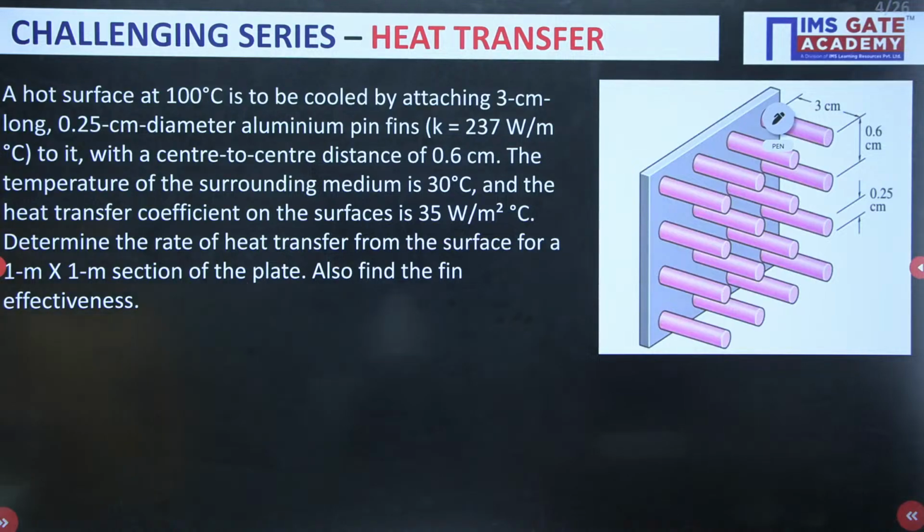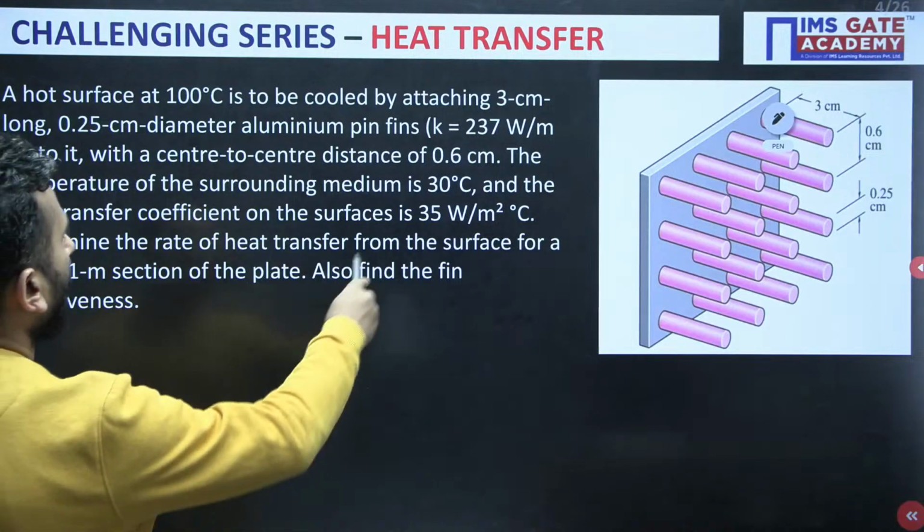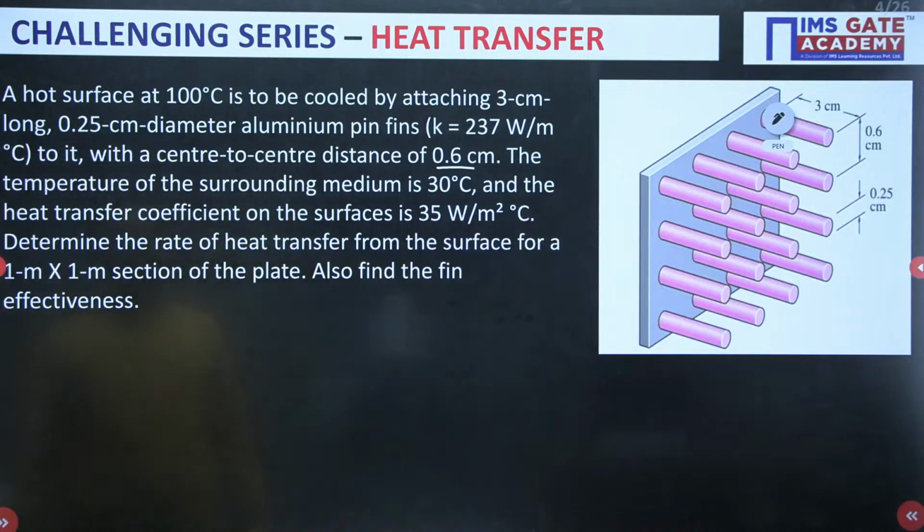So the question says a hot surface at 100 degrees centigrade is to be cooled by attaching 3 centimeter long, 0.25 centimeter diameter aluminium pin fins whose K is given as 237, with a center to center distance of 0.6 centimeter. The temperature of the surrounding medium is 30 degrees centigrade and the heat transfer coefficient on the surfaces is 35 watt per meter square degree centigrade. Determine the rate of heat transfer from this section of the plate, also find the fin effectiveness.